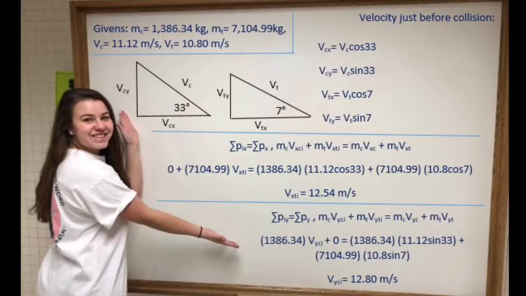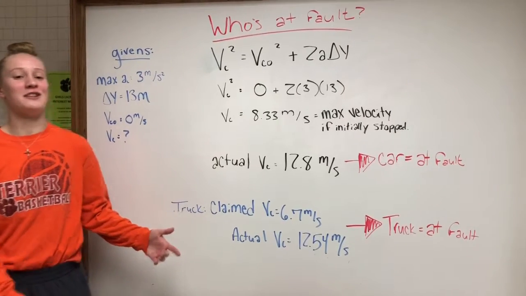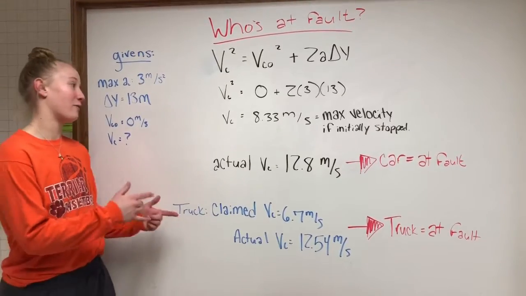As shown on the board, we can use the law of conservation of momentum equation along with all of our givens and factors of the triangle to figure out that the velocity of the truck before the crash was 12.54 meters per second and the velocity of the car before the crash was 12.80 meters per second. Based on our calculations and reasoning, both the drivers are at fault.